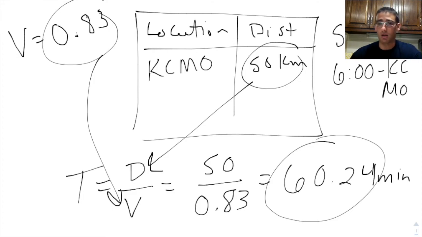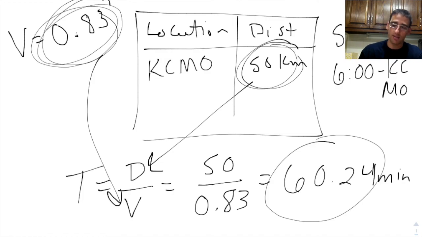Depending on the distance, you're going to calculate it differently. So for each one, you're going to use distance, and then you're going to use that velocity that you originally calculated, and you're going to come up with the time for each individual location in the path of your tornado.